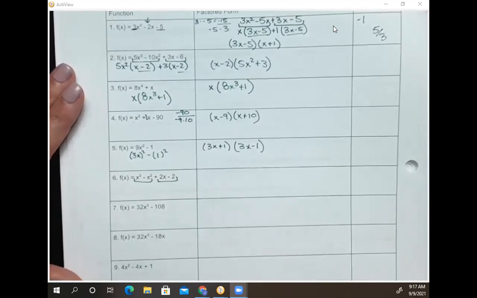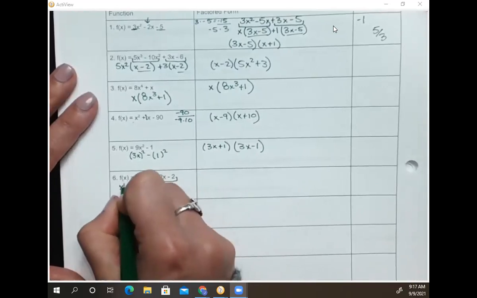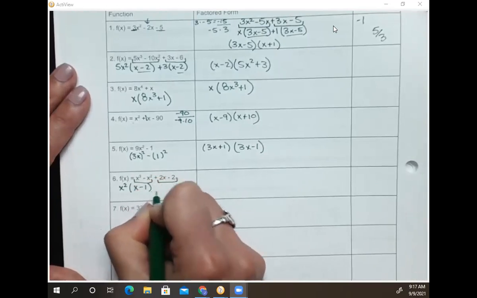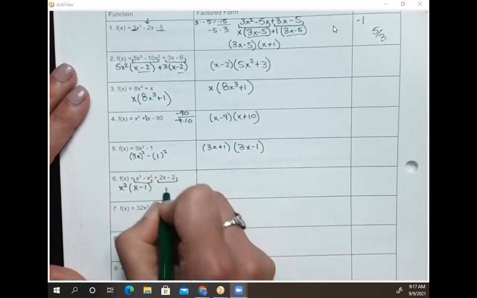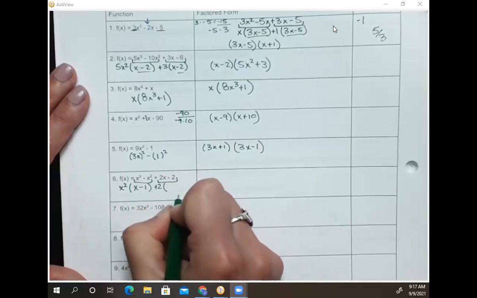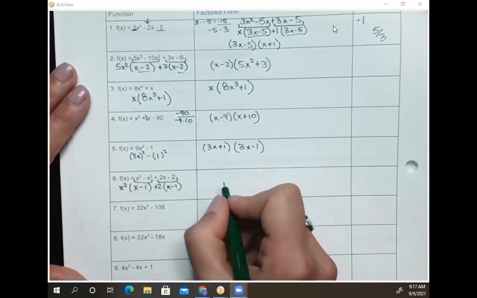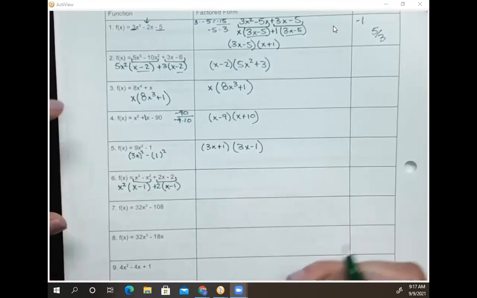What's the GCF for my first group? Very good. What's left over? X minus 1. How about my second group? 2. What's left over? And so then what's my factored form from here? What's my next step? I'll say.